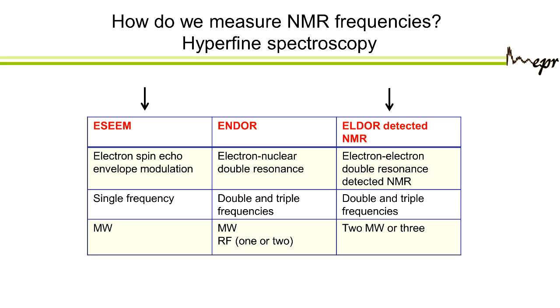So in ENDOR, it's an electron double resonance, or can be triple, but basically you combine microwave and RF. So you irradiate your electrons and you irradiate your nuclei. Now, when we look at ELDOR-detected NMR, it's a double resonance technique again, but it uses only microwave frequencies, maybe 1, maybe 2, maybe 3. So let's see how it works.